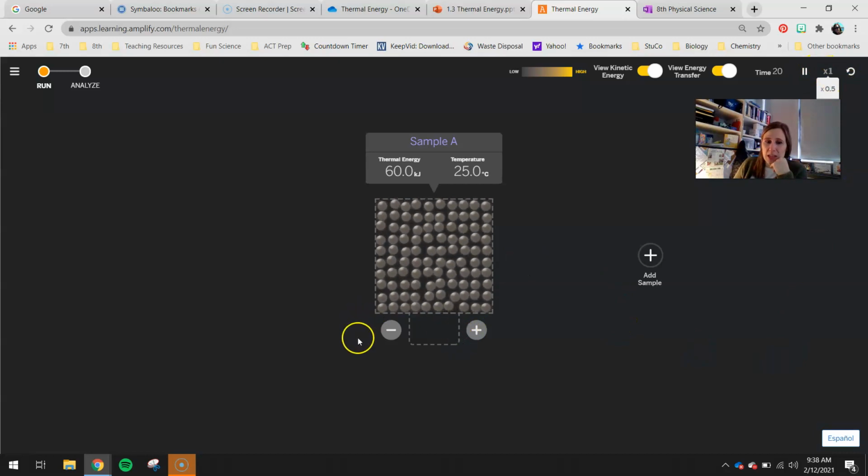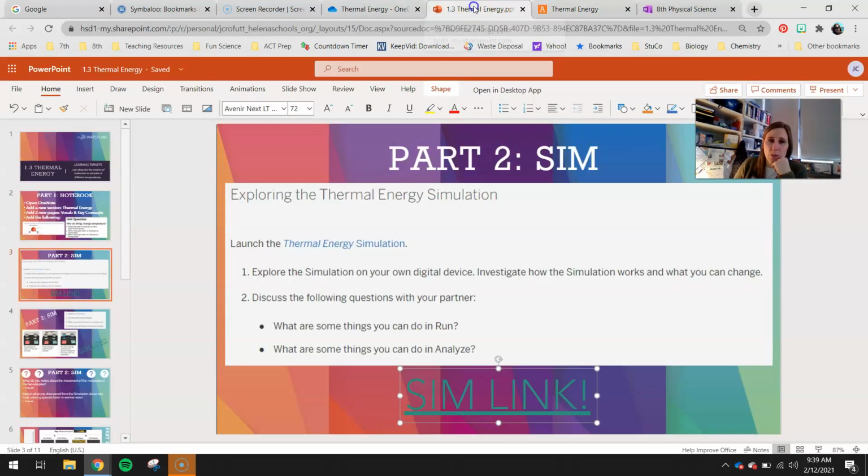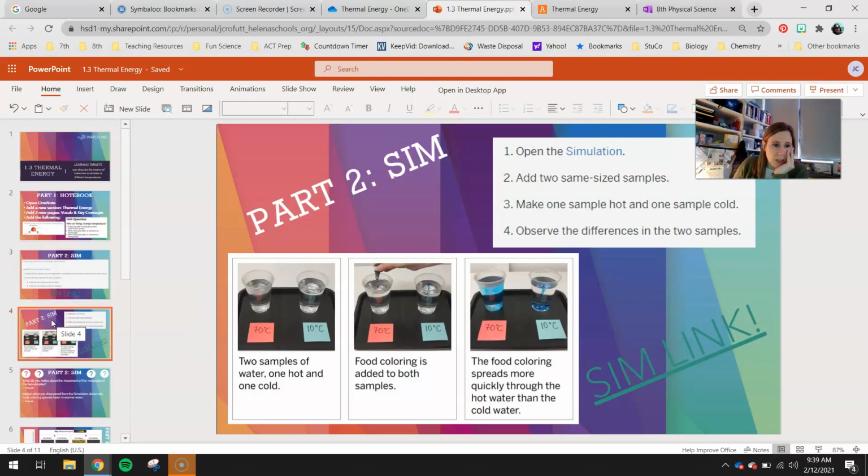So go ahead, mess with that, see what these little plus signs do, pay attention to what happens here, check out what kind of information you guys can get on run and analyze. So again, the things you should look for, what are some things you can do in run, and what are some things you can do in analyze. Okay, so take about 3 to 5 minutes to explore that, and then we're going to move on and have some little directions of what you need to do specifically in the sim.